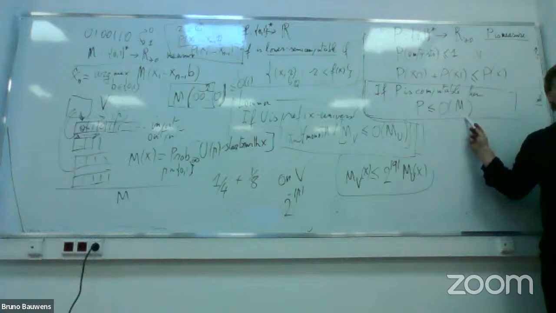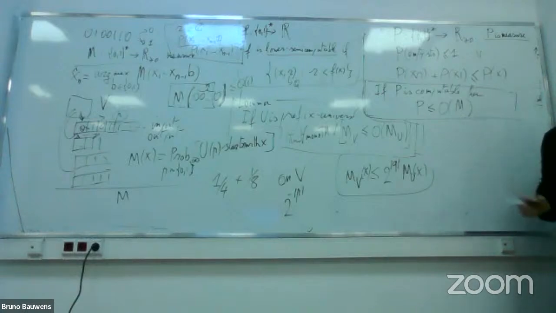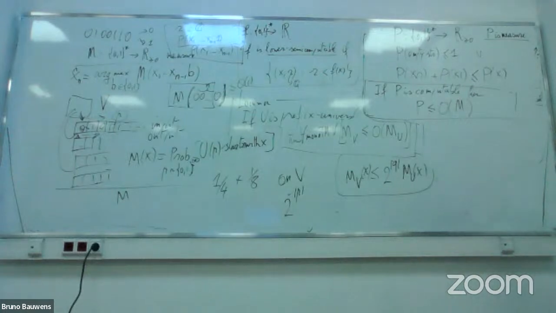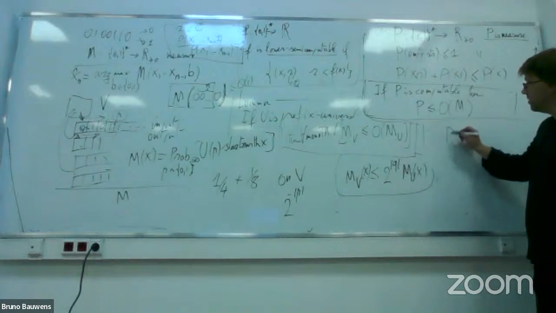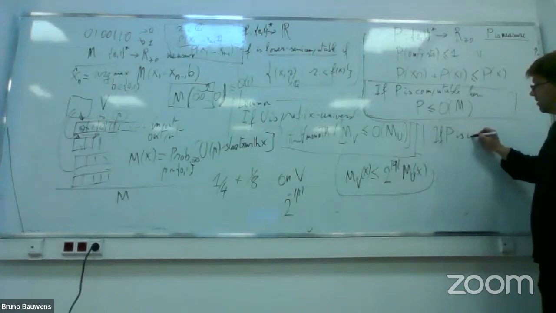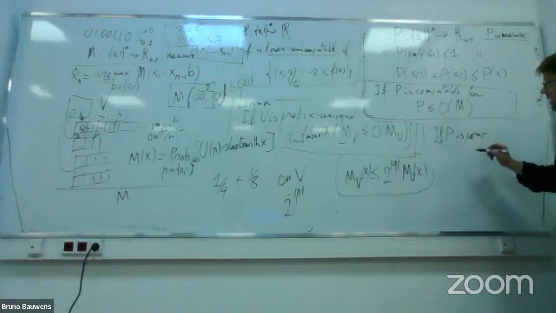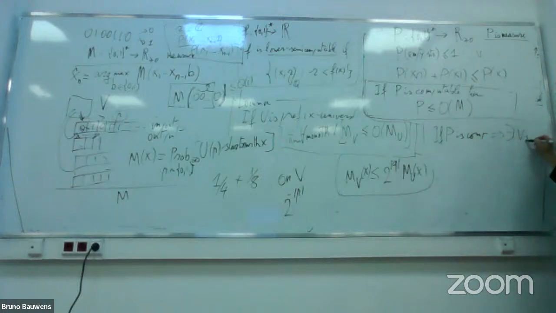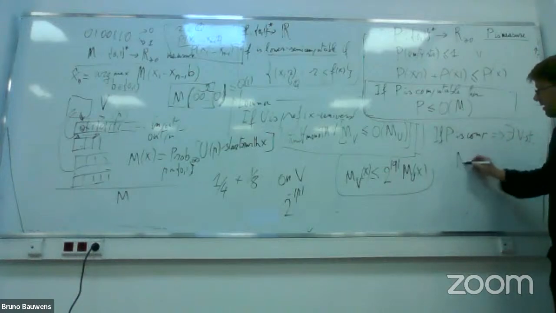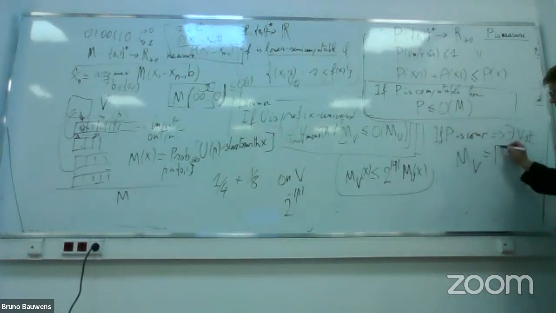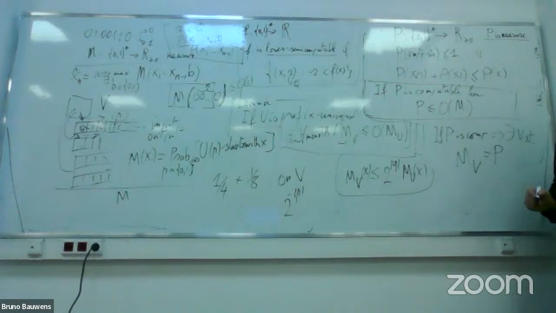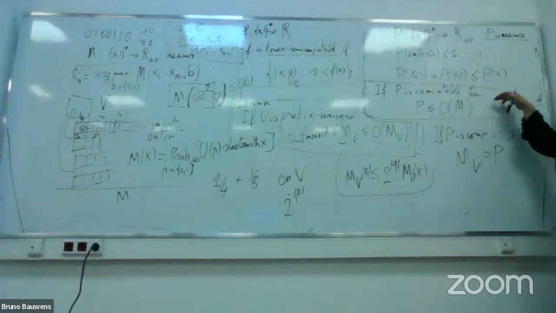Why would this be true? Well, I claim that if P is computable, then there exists a machine V such that M of V equals P. And so this will directly imply this by universality.